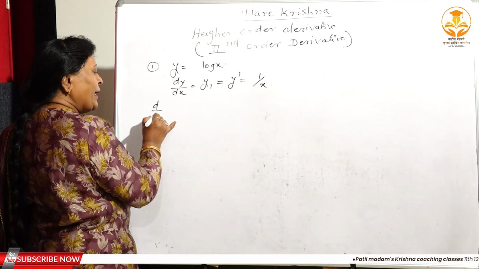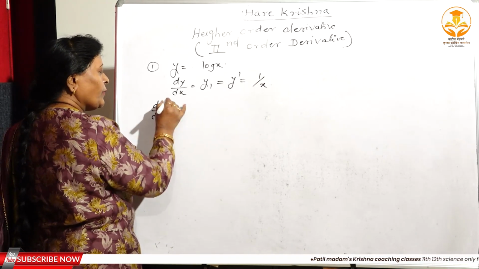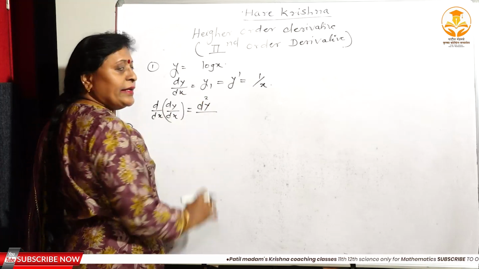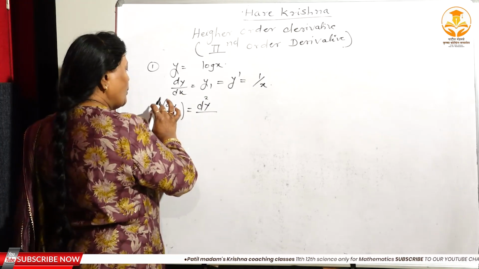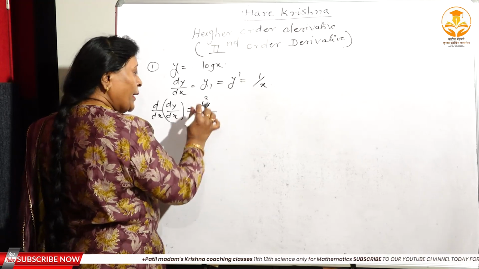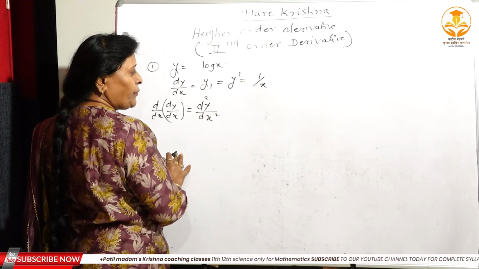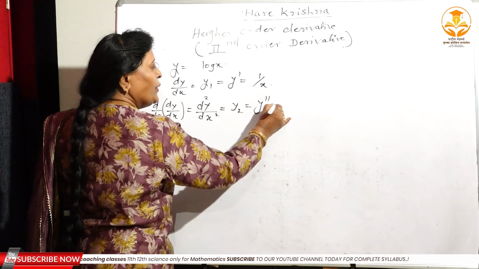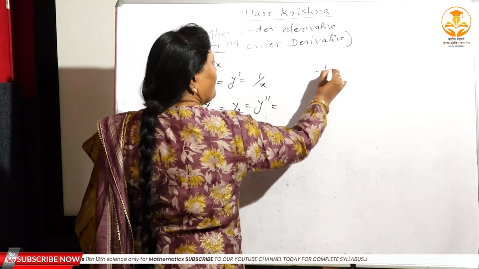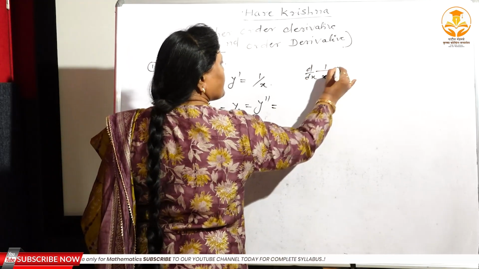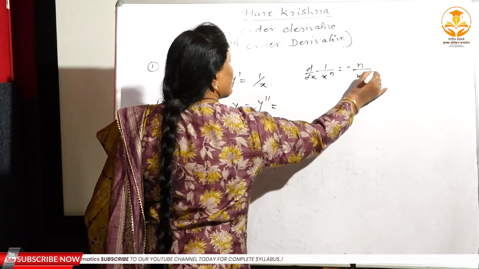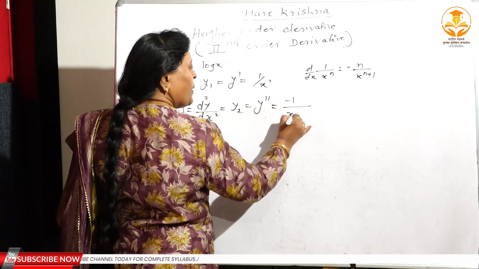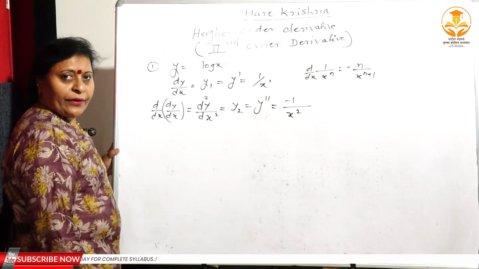Now when you take d by dx of dy by dx, this is nothing but d2y. You have to read it as d2y, not d square. So d by dx of dy by dx is nothing but d2y divided by dx square. This is the second order, also denoted by y2 or y2 dash. Again, you have to take the derivative. Here you use the formula for 1 upon x raised to n. What is the derivative of 1 upon x raised to n? Minus n divided by x raised to n plus 1. So what is the power here? 1 means minus 1 divided by x square. So this is the second order, isn't it?